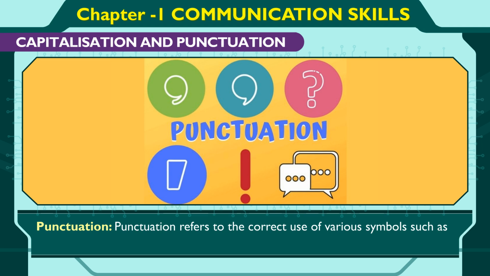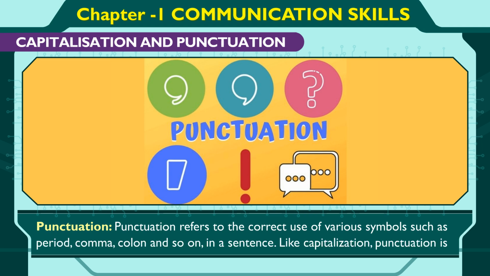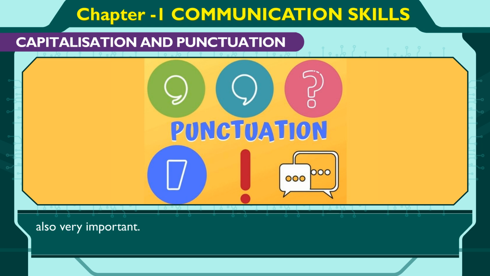Punctuation. Punctuation refers to the correct use of various symbols such as period, comma, colon and so on in a sentence. Like capitalization, punctuation is also very important.